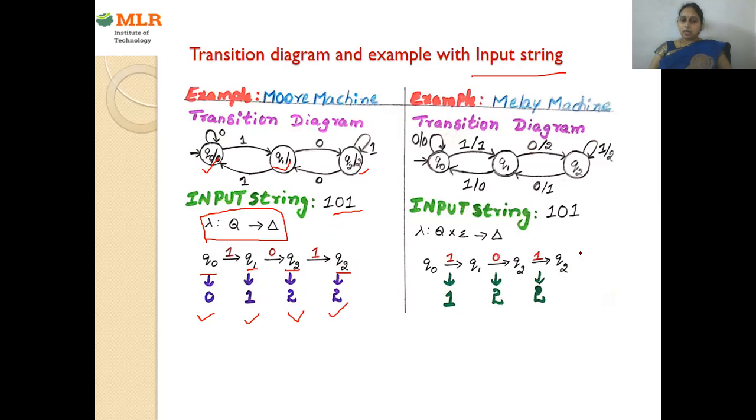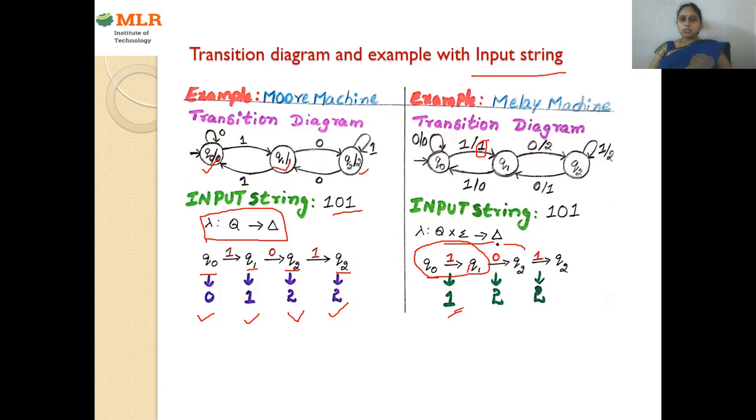And what about the Mealy machine? Based on the transitions only we are going to give the output. That's why Q0 on 1 it is going to Q1, Q1 on 0 it is going to Q2, and Q2 on 1 it is moving to Q2. Now based on the transition, this is representing the transition, right? Q0 on 1, what is the output you are going to have? Here you have 1. That one we are going to represent.